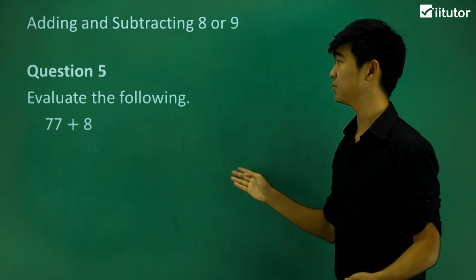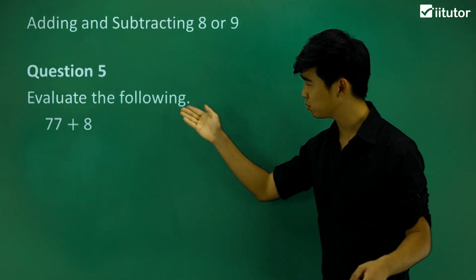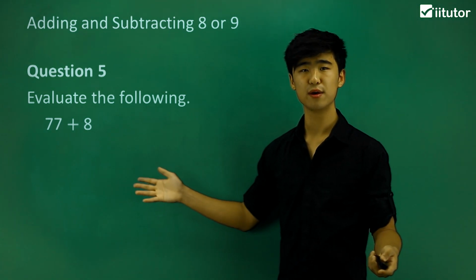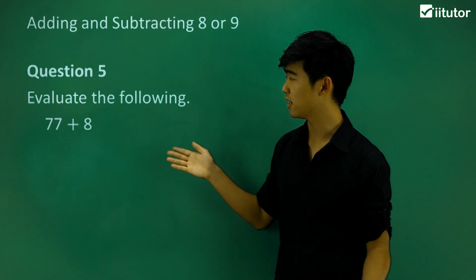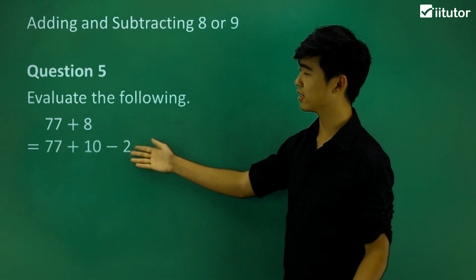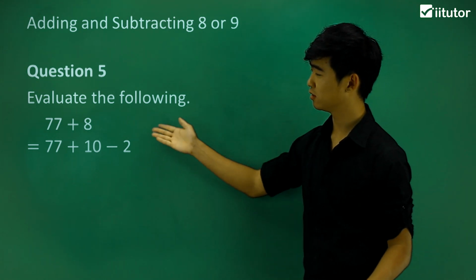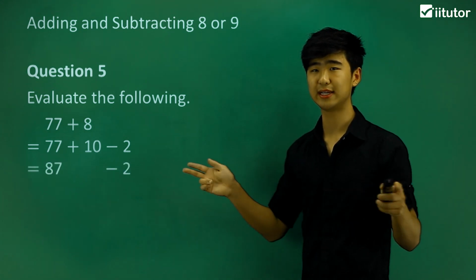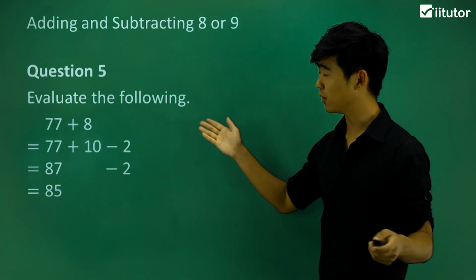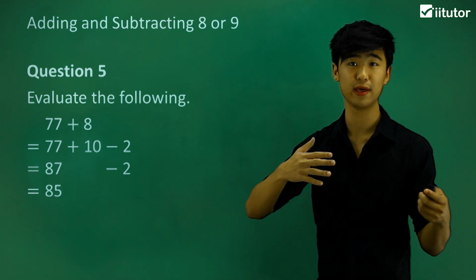Now similarly, in the next question we have adding 8. So evaluate 77 plus 8. Now I know some of you can probably just do this straight away, but let's try and think of other ways to answer this question. So like the last question, we can add 10 and just take 2. Just taking 2 isn't a big deal. So what do we get? We get 87, just take 2, 85. So when we're adding 8s and 9s, this is what we can do. We can add 10 and take 1 off, or take 2 off for the 8.